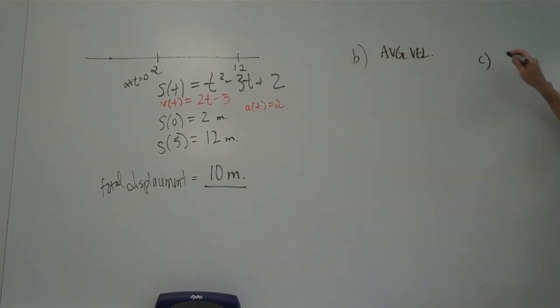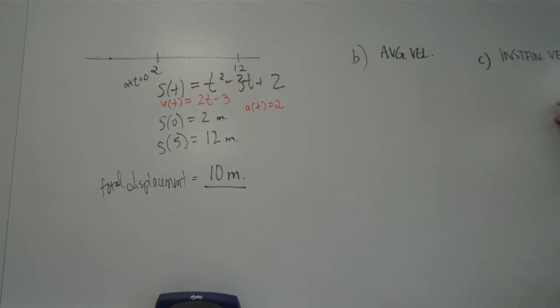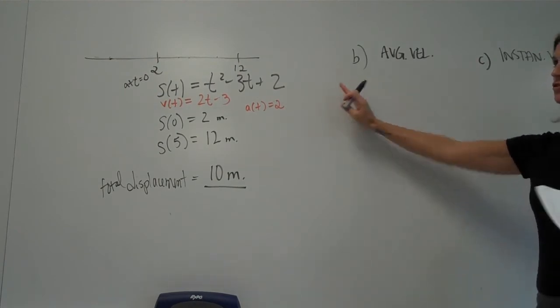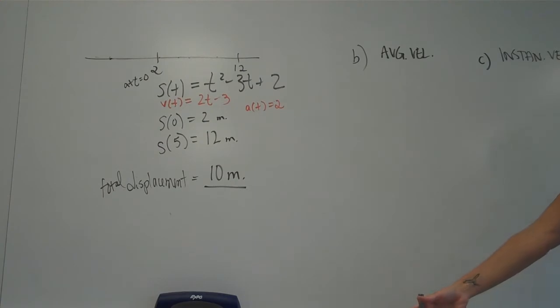And now B and C kind of go together, and the difference between average velocity and instantaneous velocity. Well, the idea is average velocity you could have found before calculus, instantaneous velocity you can find now. So average velocity during the first 5 seconds is really just asking you how much did you change in the first 5 seconds over how much time went by in the first 5 seconds.